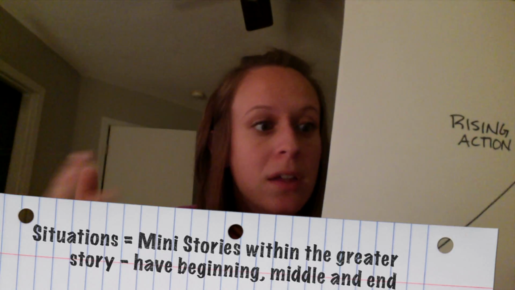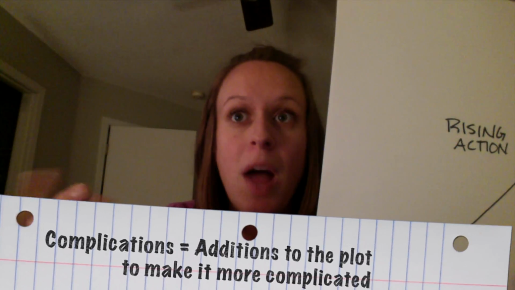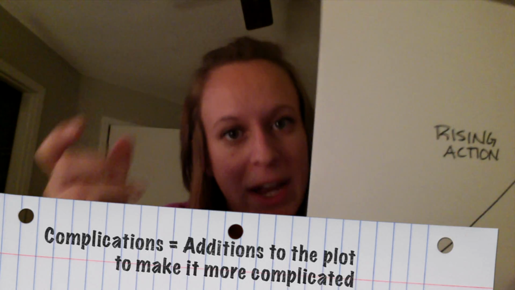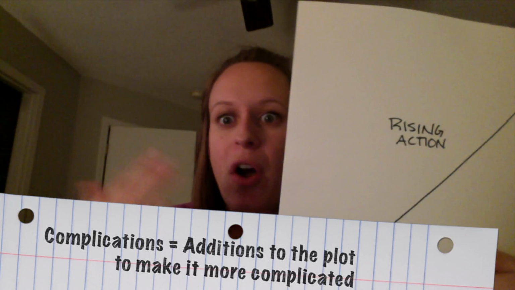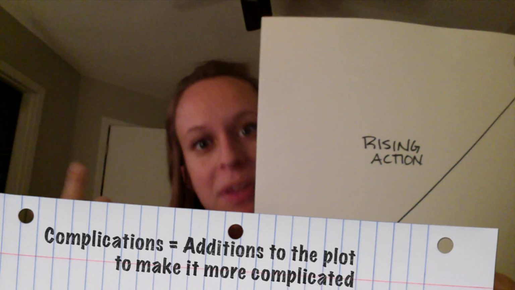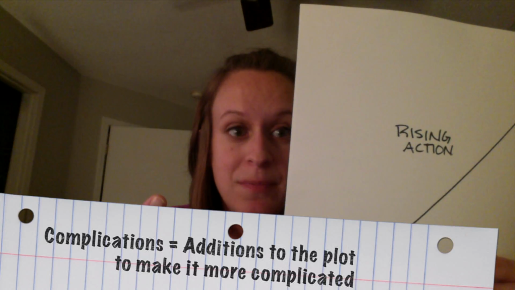Third thing you'll see sometimes in stories are complications, where characters or plot twists will get added to make the conflict more complicated. And now the main character has to wrap his or her head around more information to try to solve this.